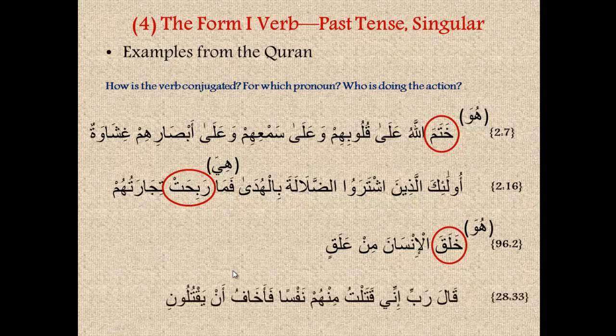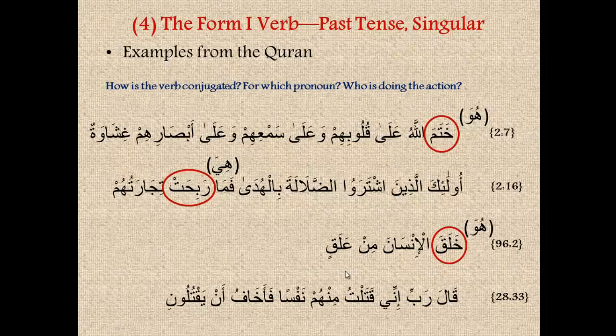Example number 4. This is verse 33, taken from Surah number 28. Allah says, قَالَ رَبِّ إِنِّي قَتَلْتُ مِنْهُمْ نَفْسًا فَأَخَافُ أَن يَقْتُلُونَ. This is actually Musa speaking to Allah. Musa is saying, my Lord, I have killed from them a person, and I fear that they will kill me. This is Musa talking to Allah subhanahu wa ta'ala.